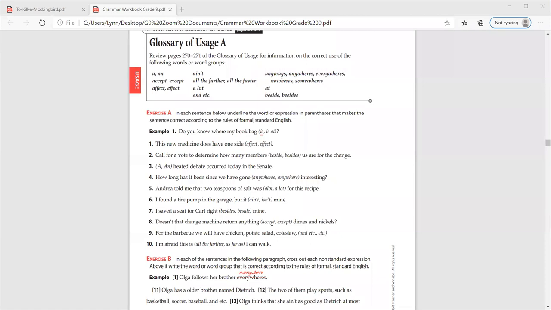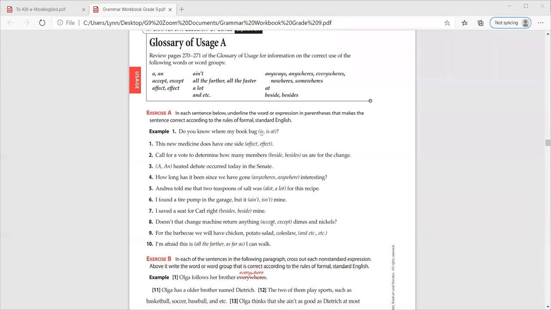Ain't. First of all, I'll just go ahead and tell you, you should never ever use this word. Avoid using this word in speaking or in writing. It is non-standard English. Several years ago, this word was not even in the dictionary. It is in there now only as a slang word. But before, they would not even put this word in the dictionary.